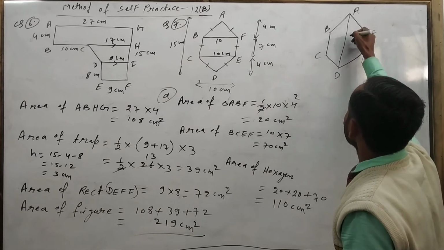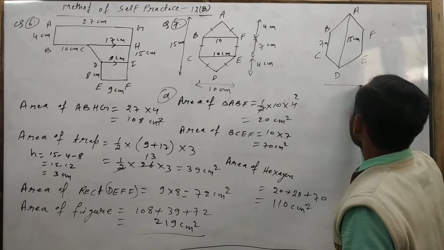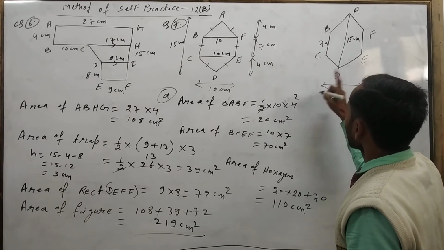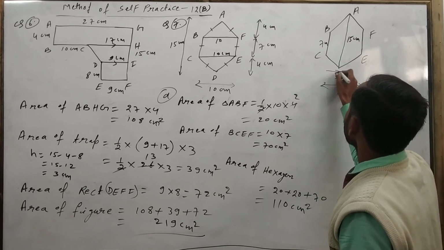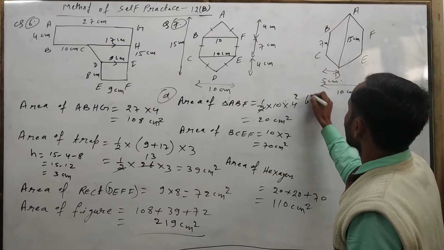So this one is 15, given as 15 centimeter. This one is 7 centimeter, and the total is 10. Divided, it will come 5. So the height of the trapezium will be 5 centimeter. Now this is the second part.